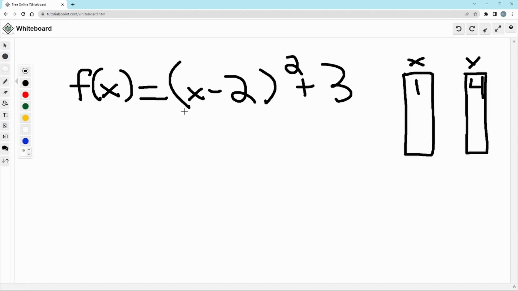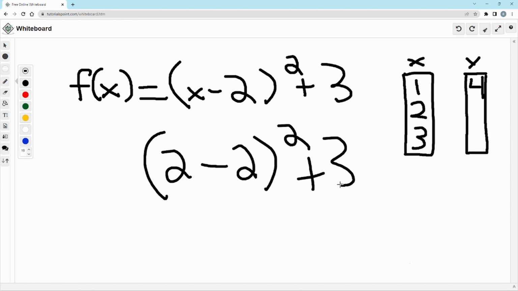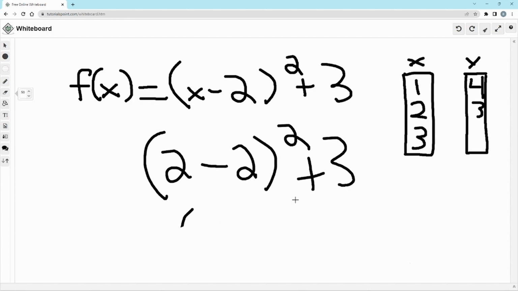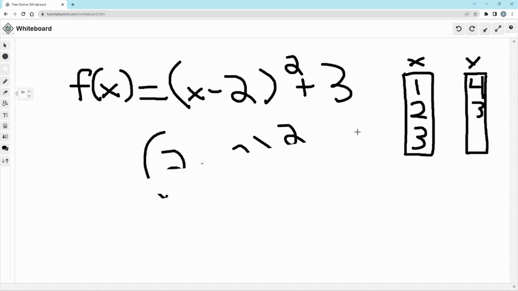Alright, so let's say x was 2 and then 3. So 2 minus 2 squared plus 3. So 2 minus 2 is 0, and 0 squared is 0, plus 3 is 3. So in this instance, when x is rising in value, y is decreasing in value. But so far, we haven't had a single repeating x or y value.